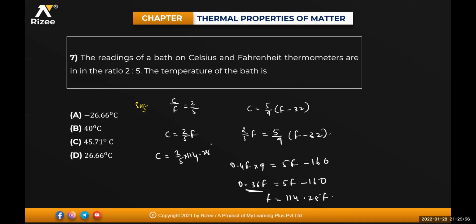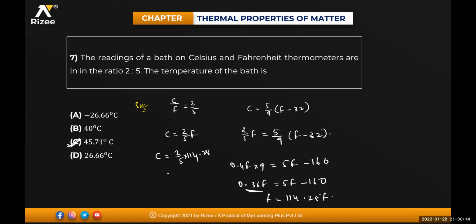ऑप्शंस में नहीं है सर, आंसर आया सो. मम्मा. 45 कुछ आ रहा है बेटा.